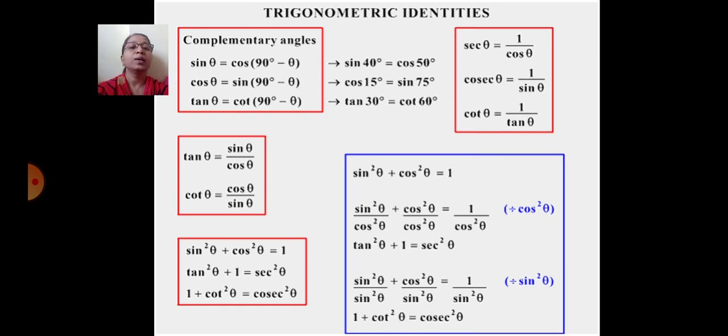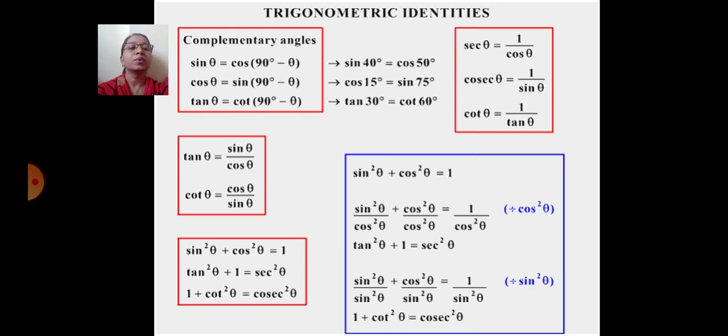Then 3 very important trigonometric identities. Sine square theta plus cos square theta is equal to 1. 1 plus tan square theta is equal to sec square theta, and 1 plus cot square theta is equal to cosec square theta.